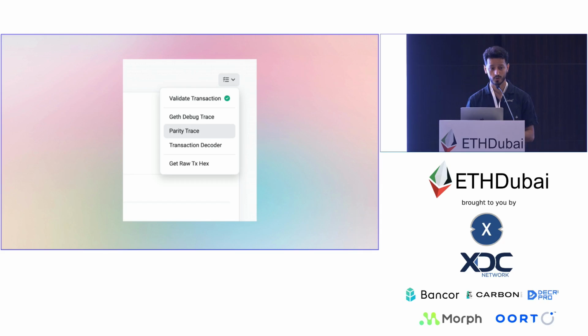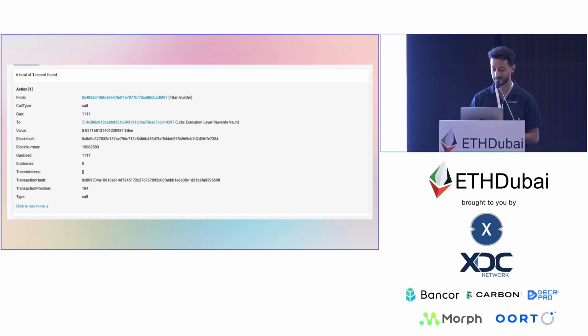Or if you're one of those brave users that clicks on this little button here and presses on parity trace or geth debug trace, and you know about that, and you see a page like this, this kind of data is the bread and butter of the live tracer. Very easy to get this data.